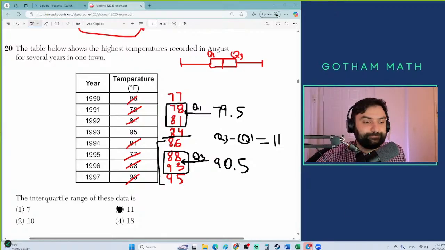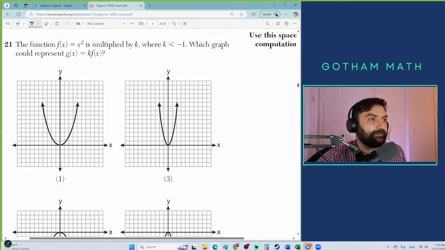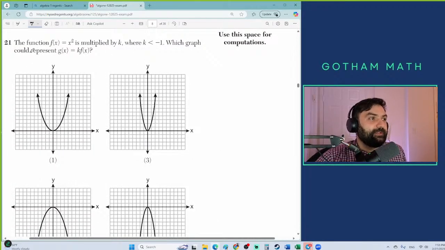Next thing up is going to be number 21. All right, number 21. The function f of x equals x squared. Okay, just a quadratic function. Is multiplied by k, where k is less than -1. Okay, less than -1, so like -2 or -3. Which graph could represent g of x equals k times f of x?